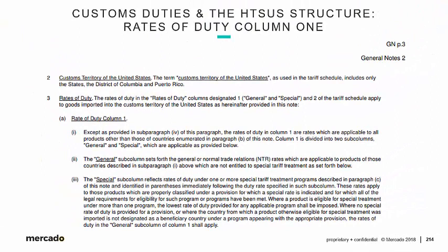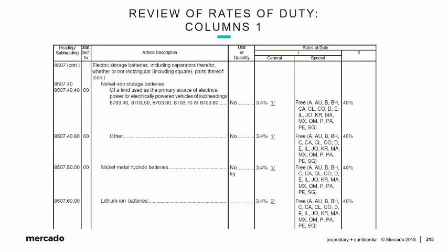Column 1 is divided in 2. General for normal trade relations and special for countries that have special tariff treatment programs with the U.S. From a sourcing perspective, if we can, as importers, because some countries just don't make the products we're looking for, but if we can, find countries that are in the special column, because the duty rates are always going to be lower, if not totally duty-free. Let's have a look specifically at column 1.